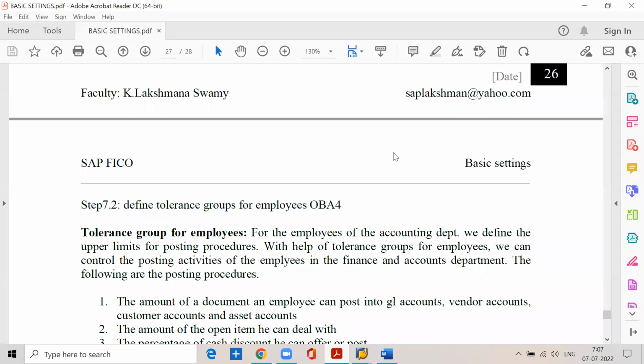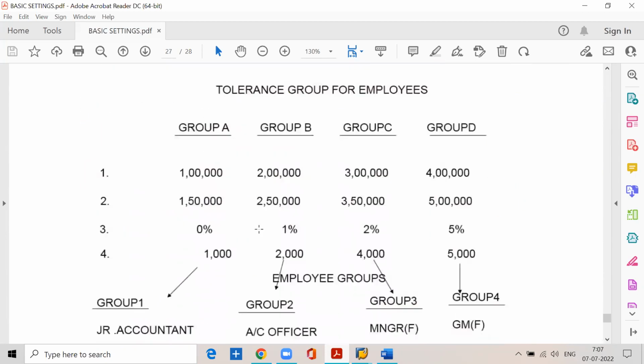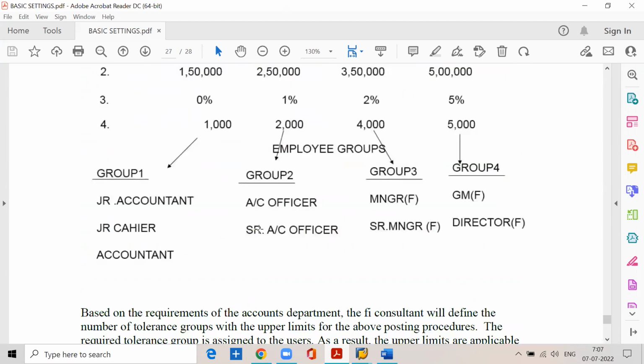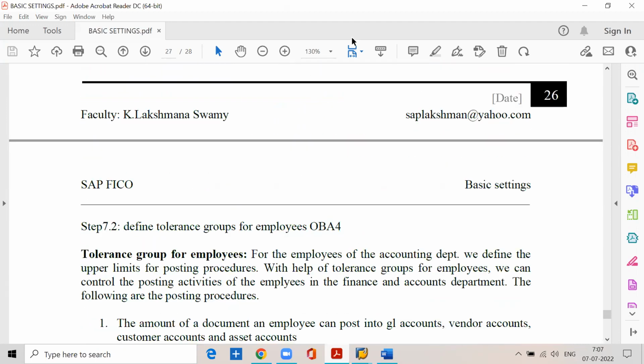Any questions in today's class or from the previous class? Probably from Monday, we start general ledger accounting, and I will send you the complete FI material along with tomorrow's class recording. Any questions from anybody, please? I hope everybody has started the practice.